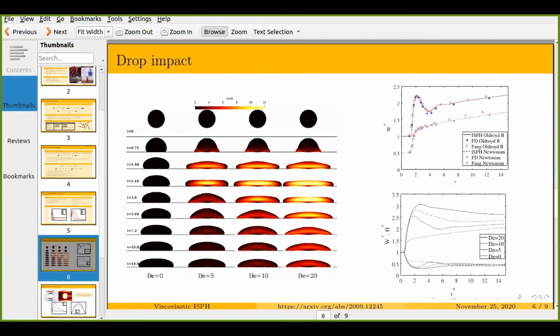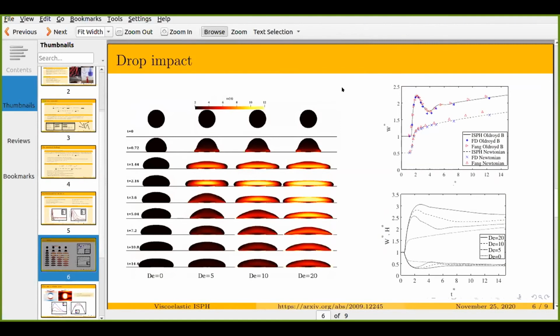I'll just run through a few other validations and test problems we've looked at. So this is a viscoelastic drop landing on a solid plate. And so the color corresponds to the trace of the conformation tensor. So brighter corresponds to more molecular deformation. So we see for the Newtonian case, the drop just lands and then spreads out, whereas for the viscoelastic cases, it spreads out and then contracts and then spreads out a bit more.